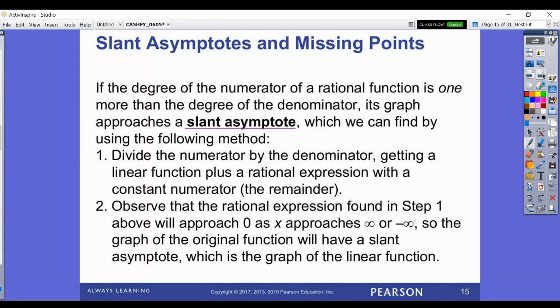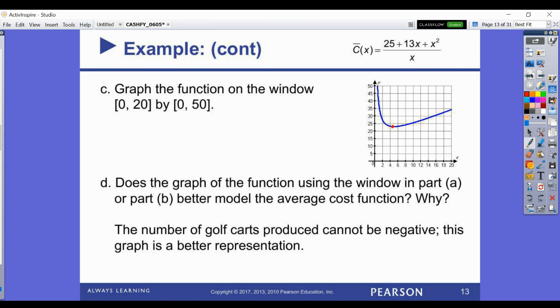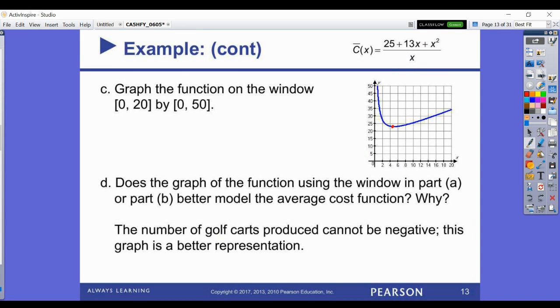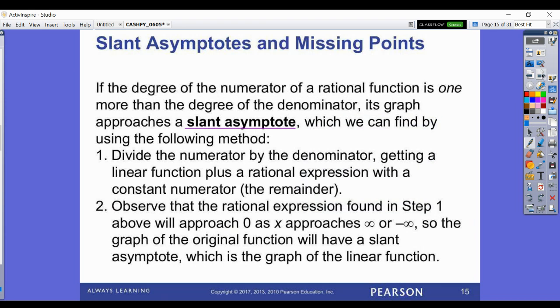All right, so what can happen if the degree of the top is bigger than the bottom is you can end up with a slant asymptote. And you can actually kind of see it in this picture right here. See this right here? The slant asymptote of this one is actually not a horizontal, it's a slanted line. So we're going to find out what that line is in this section.